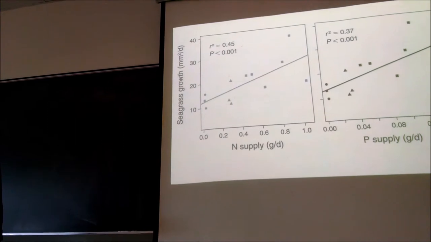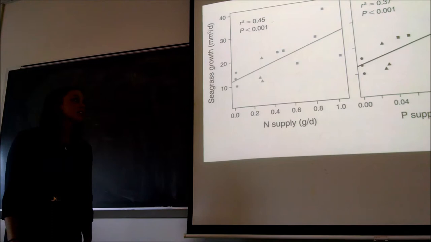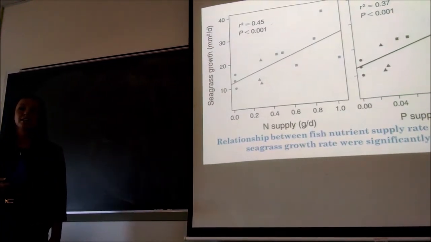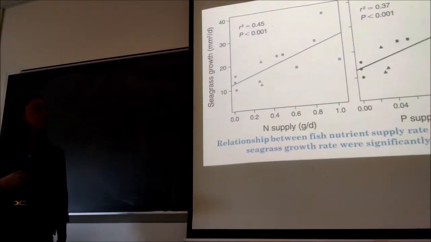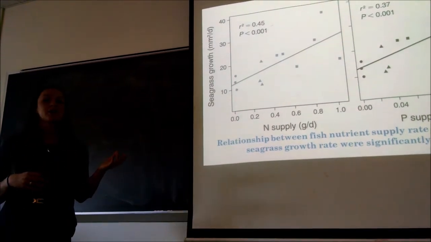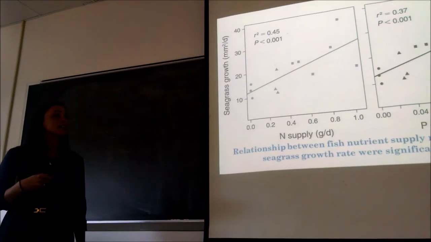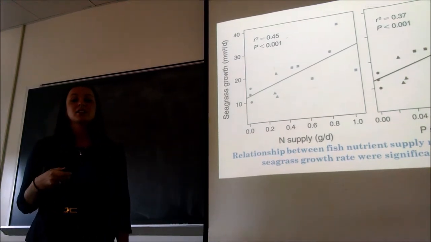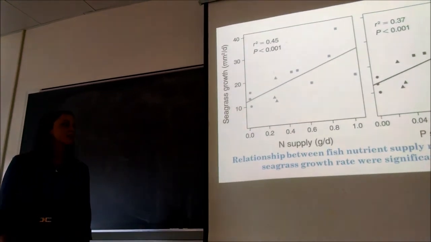But what we're looking at here is, did seagrass growth increase across these nutrient gradients? And what he found was that there was a positive correlation between nitrogen supply and seagrass growth. This line here is a linear regression, and our R-squared value is telling us how close each of these points fall to the line. So if our R-squared value is 1, every point would be touching the line. Our R-squared value is not really anywhere near 1, but our p-value is telling us that there's still a relationship between our predictor values and what we found.